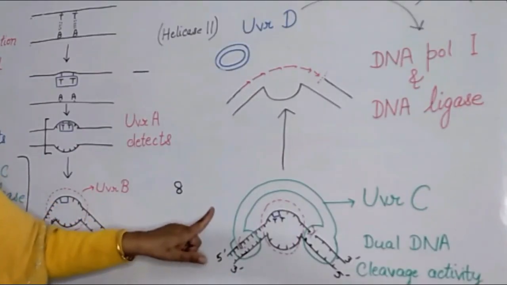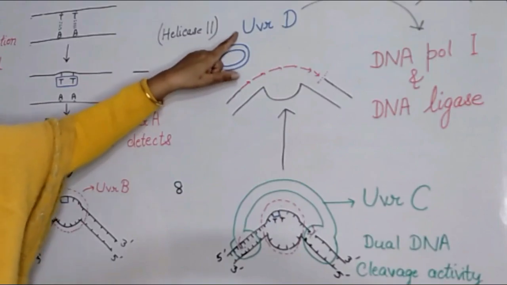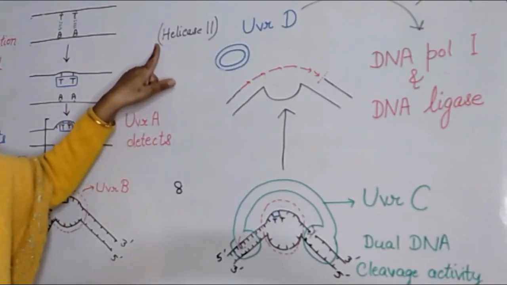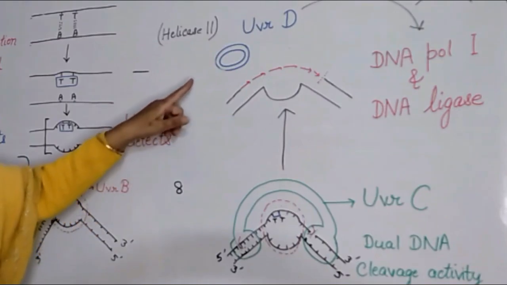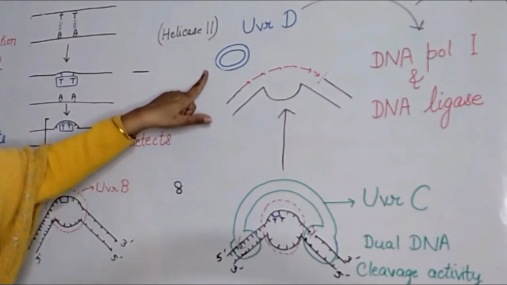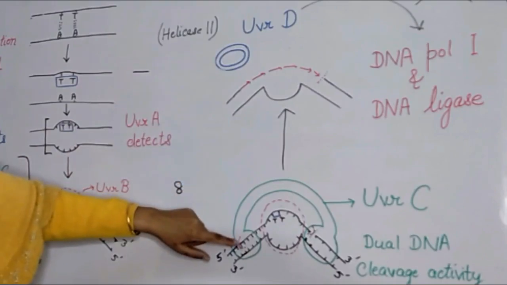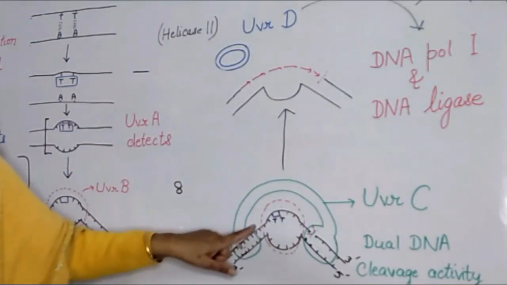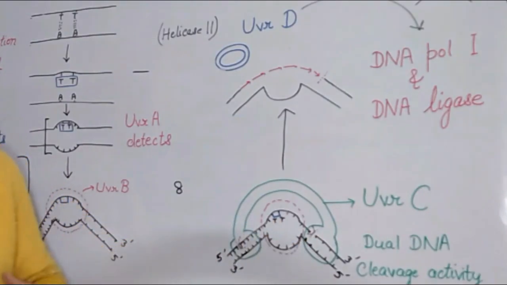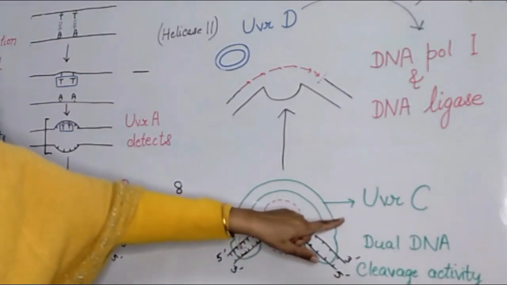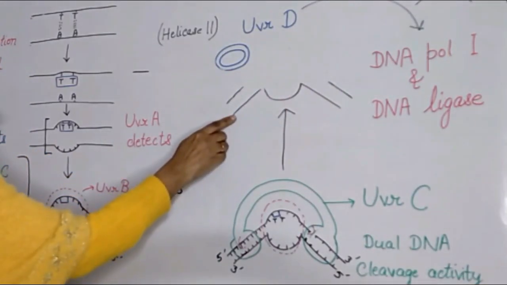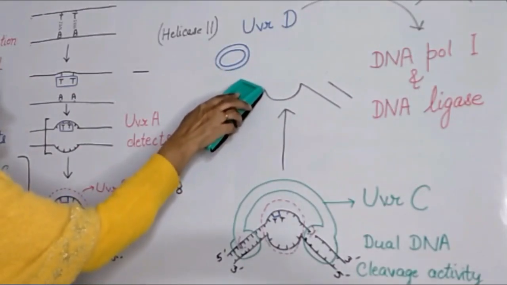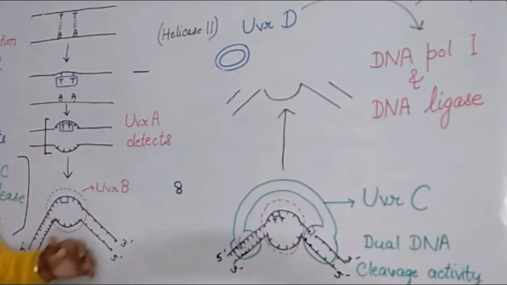After the nicks are made, the UvrD protein comes. UvrD protein is a type of helicase 2. So it can cause the unwinding of the DNA strand as well as perform many more functions. It comes and removes the in-between portion of the defected strand, in between the nicks already made by UvrC. So we have a molecule like this. The correct strand is there, but the defected strand portion has been removed.